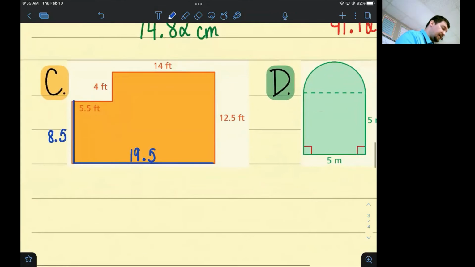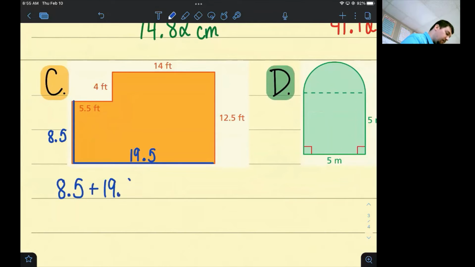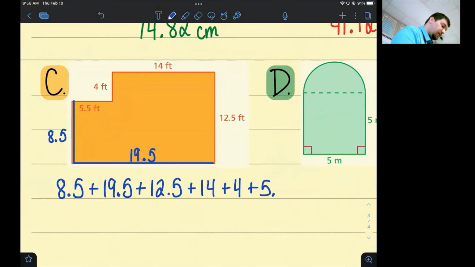So now I'm going to add them together. We'll start with Maddox's 8.5 plus the 19.5 plus the 12.5. I'm just going around. You can start wherever you want to, as long as you have all 6 sides, plus the 14, plus the 4, plus the 5.5. It's a lot of numbers. Now you have to trust yourself to be able to type those 6 numbers into your calculator with no typos.